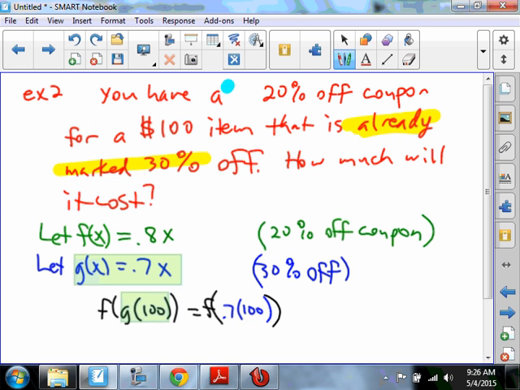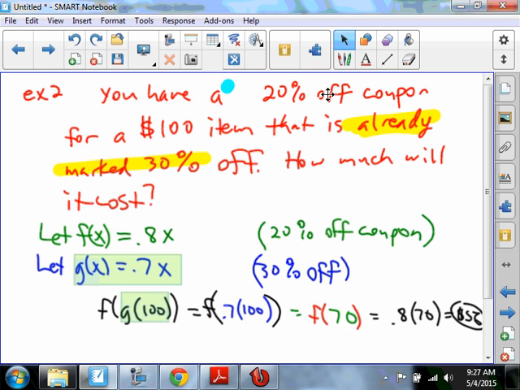So what is 0.7 times 100? 70. So we have to take 70, and we're finding f of 70 now. What does it mean to find f of 70? It means plug that into the function f in place of x. So it's going to be 0.8 times 70, or $56. Drops the mic. It's not 50, and everybody and their mother says 50 on one like this, and they always miss it.